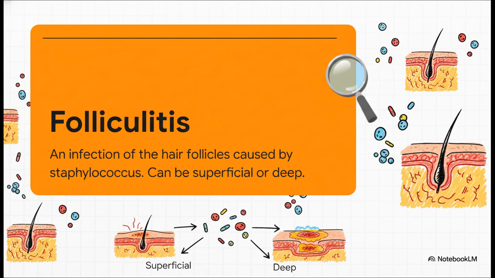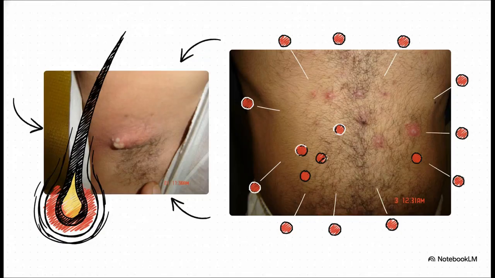Next up, we have folliculitis. And as the name suggests, this is an infection of the hair follicles, those tiny pockets where each of our hairs grows from. It's usually caused by staphylococcus, and as we're about to see, it can range from just a minor surface irritation to a much, much deeper problem. And here you can see what it looks like. On the left, it's a more defined, larger spot in the armpit, and on the right, you've got a more widespread case on the torso. Basically, any place you've got hair, you can get folliculitis.